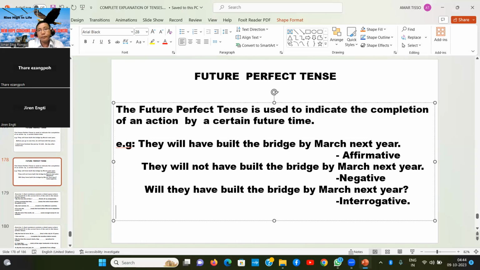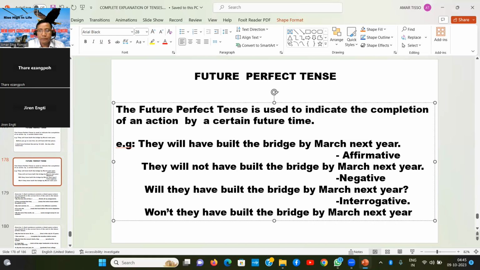Now next, negative interrogative. Won't they have built the bridge by March next year? Negative interrogative.